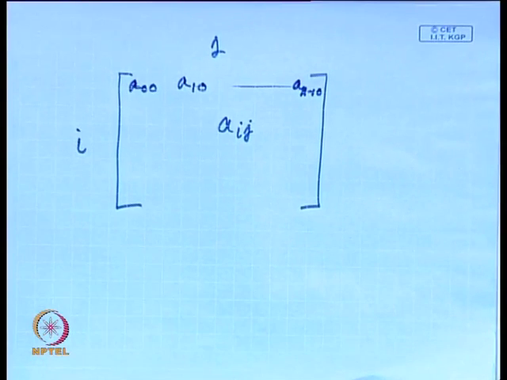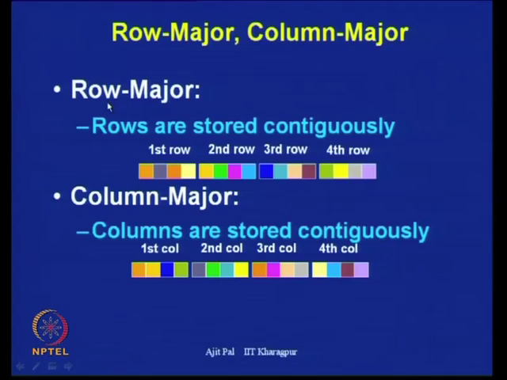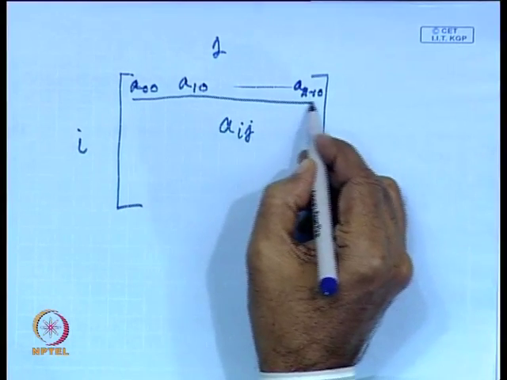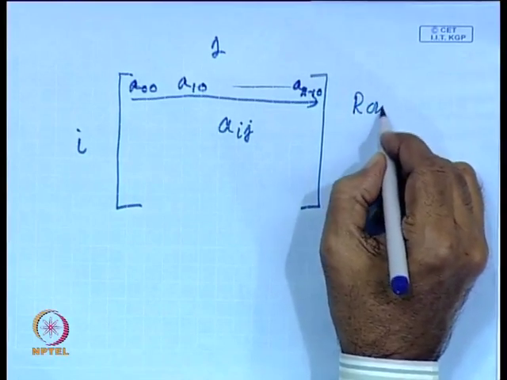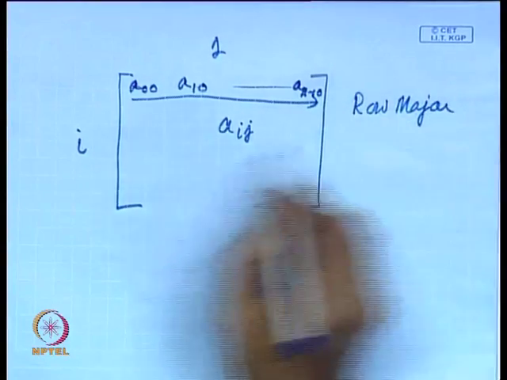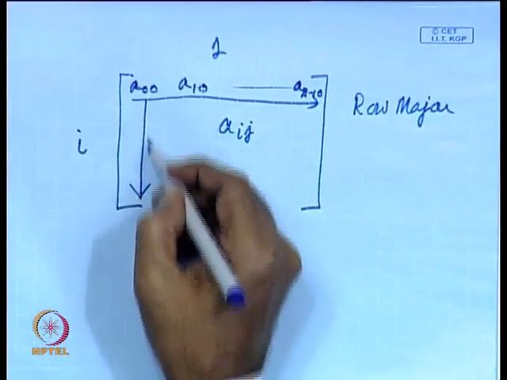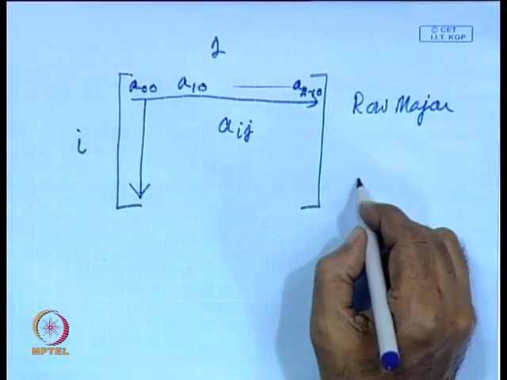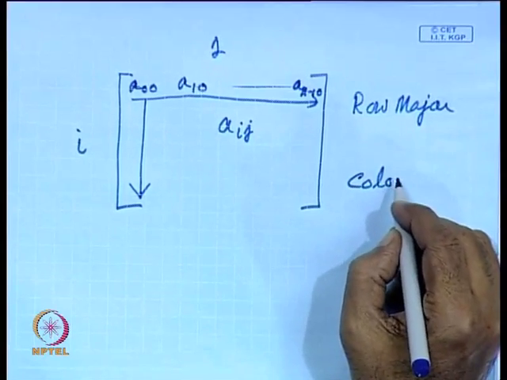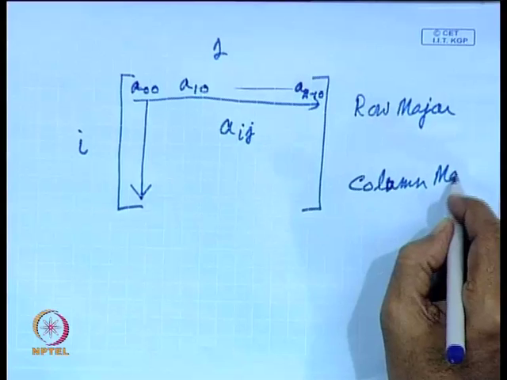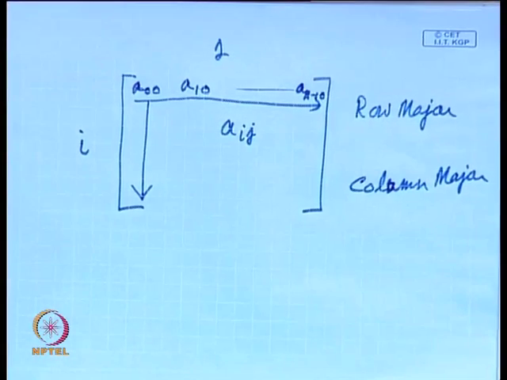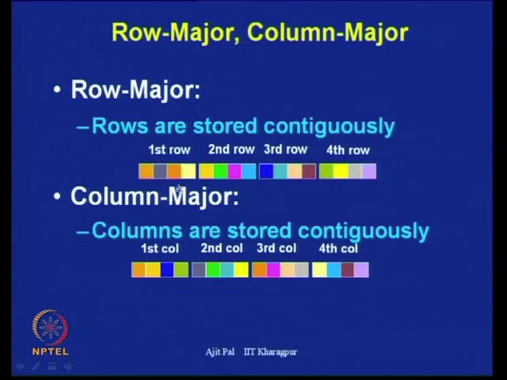Now, the way they can be stored is, one is known as row major, the second is known as column major. If the row elements are stored contiguously in this manner, then it is called row major. On the other hand, if you store this element and then the next elements of the column, then it is called column major. You can see the columns are stored contiguously: first column, then second column, then third column, then fourth column. This is column major and this is row major.